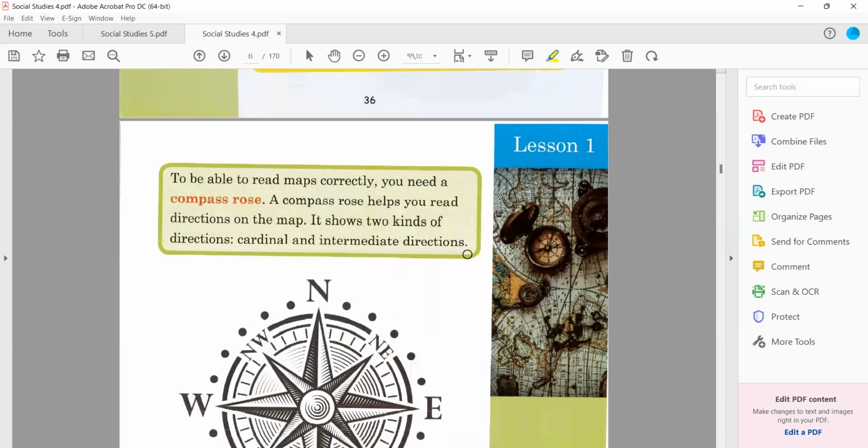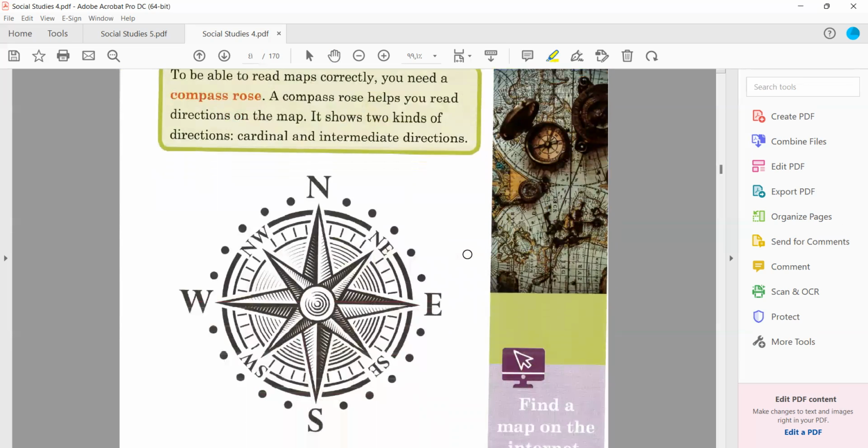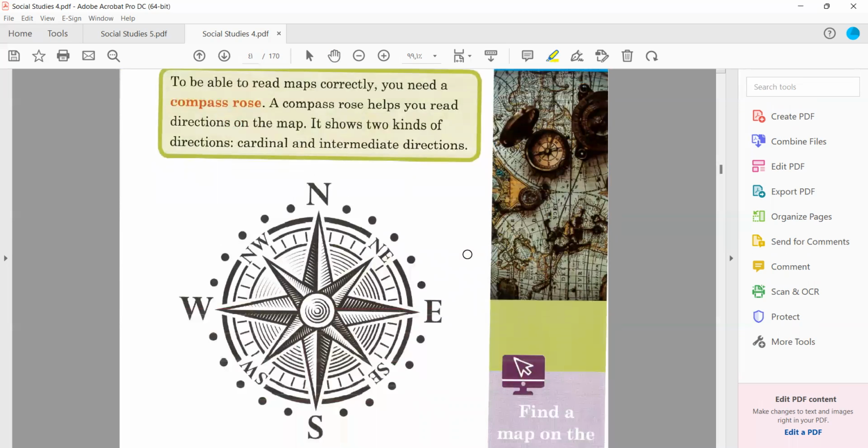Let's move to the next page where we are going to introduce the compass. Maybe you are familiar with this drawing or with this symbol. Now we will know what this symbol refers to. To be able to read maps correctly, you need a compass rose. A compass rose helps you read directions on the map. Okay? This is the purpose of the compass. If you look to the right, here we have a compass with the directions that can help us read the map.